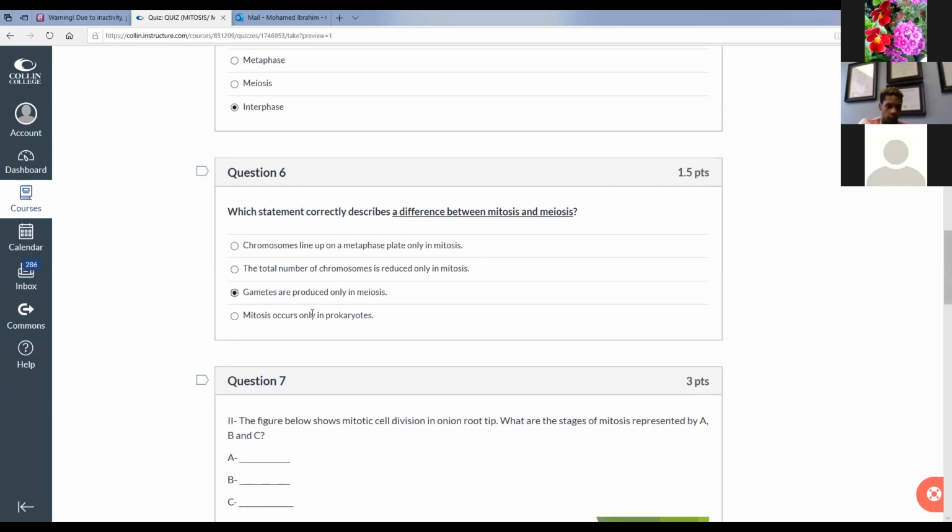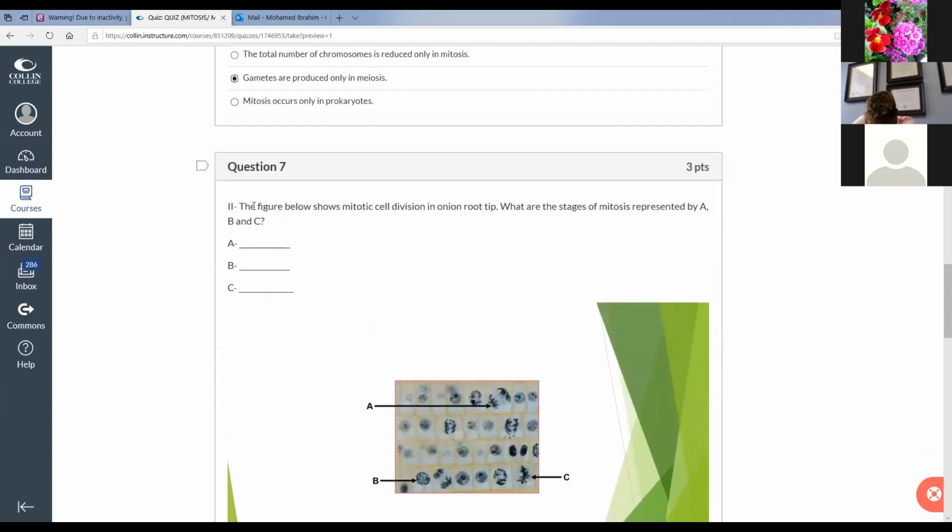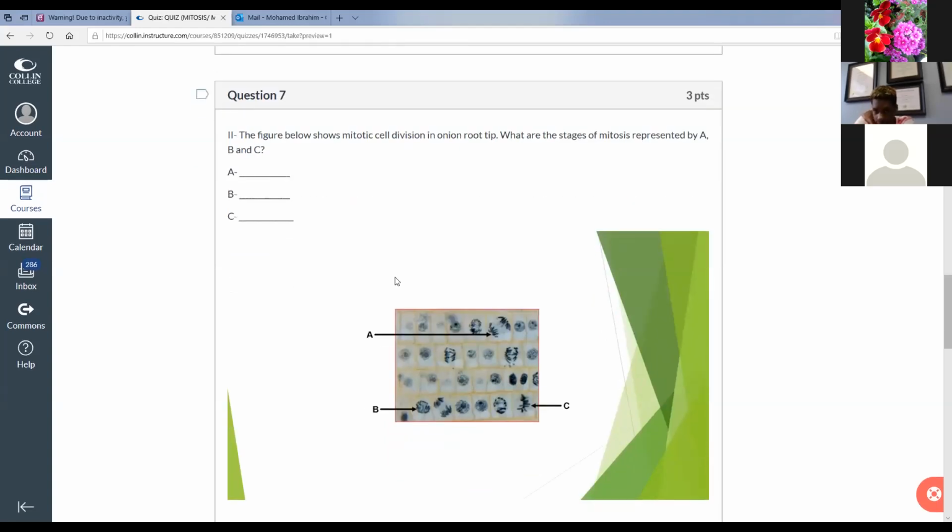Mitosis occurs only in prokaryotes? There is no meiosis or mitosis in prokaryotes, simply because you don't have a nucleus. We don't have nuclei. So the right answer is going to be meiosis, always associated with gamete production. Here it was a figure, and I asked you to tell me the different phases in this.